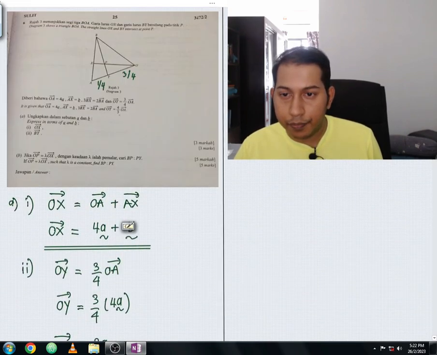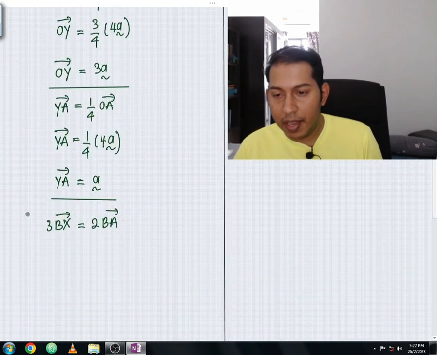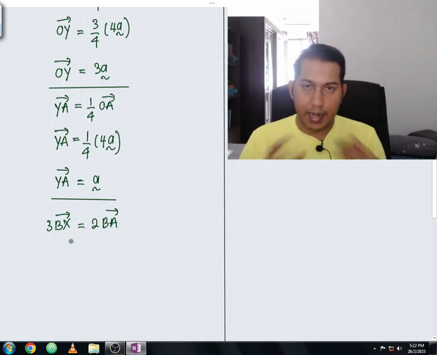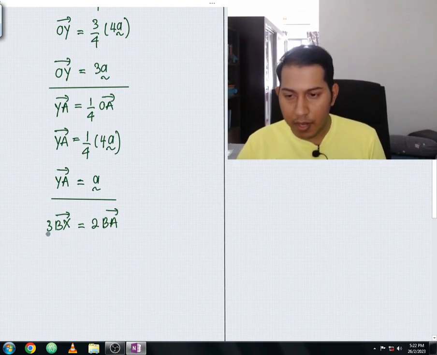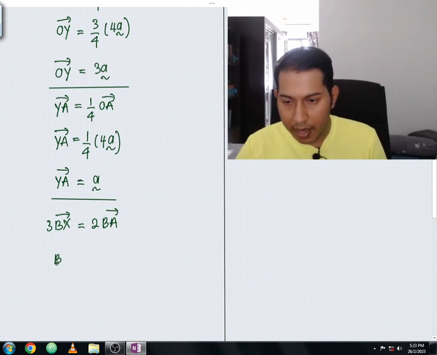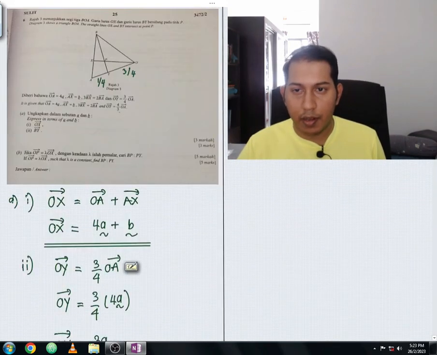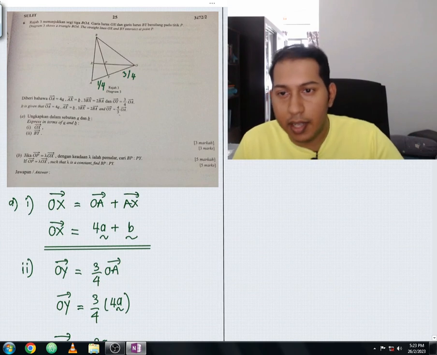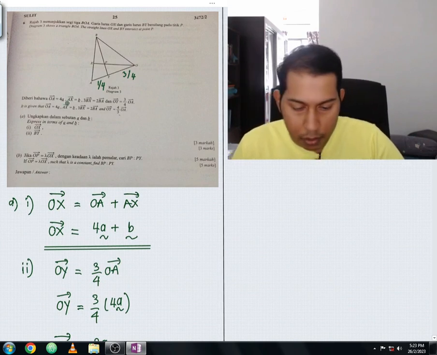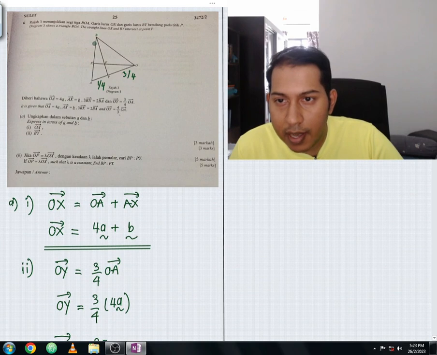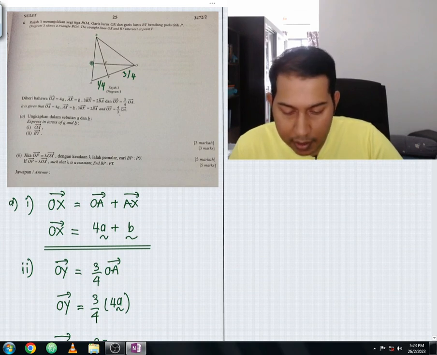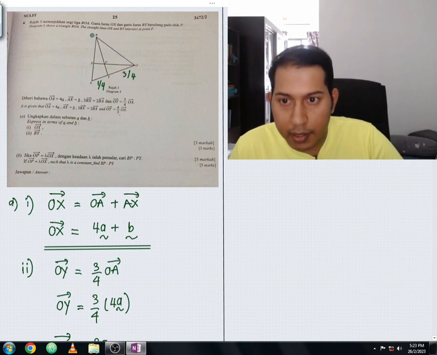So from here there is a relation between bx and ba. Let us change it in a proper way. We're going to divide the whole equation by 3. So vector bx will be equal to 2 over 3 times the vector ba. Let me scroll up to explain in the diagram. This is actually your section bx. So vector bx is equal to 2 over 3 times the whole vector ba.